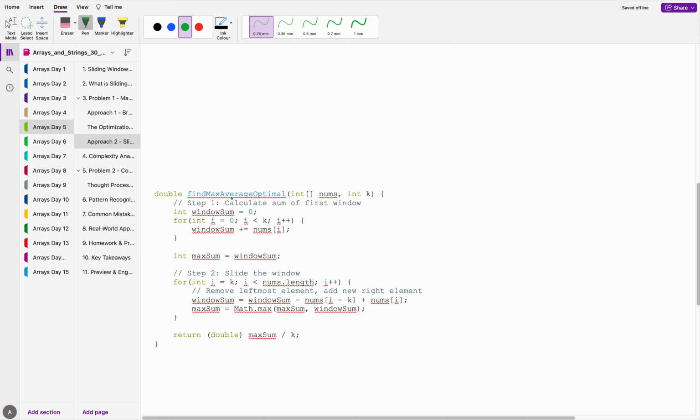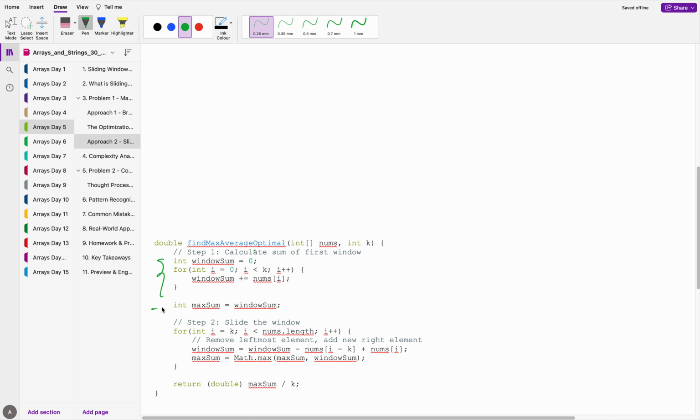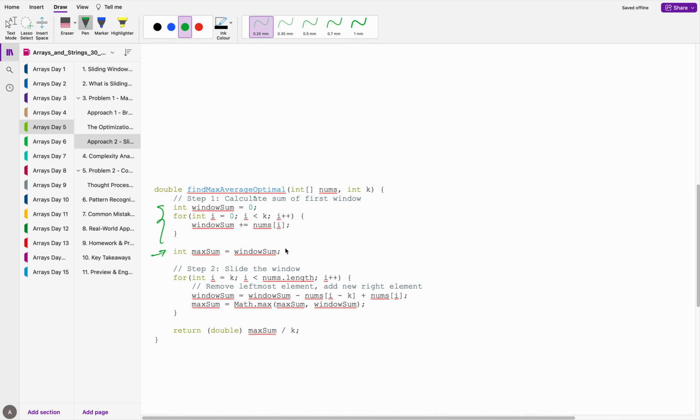Look at this. Same thing is happening. So what I am doing here is, step 1, calculate the sum of the first window. I have done it in the window sum. Okay, i 0 till k, i plus plus, window sum plus equals to nums i. Max sum को मैंने max sum ही रखा है, or I mean you can calculate the average in between or at the end also, doesn't matter, same answer would be there, because anyway to find the average you just need to divide it by k.